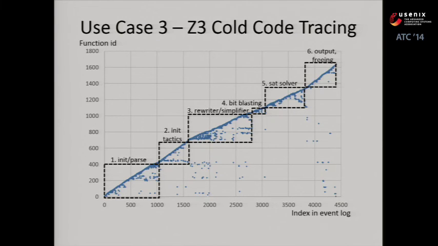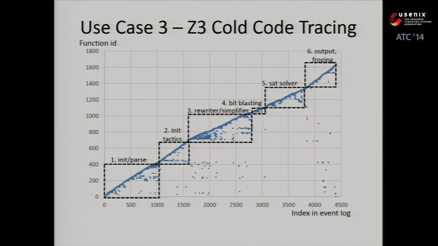Finally, I'll show the use case where we extended BiasFree to create a logging and tracing facility for basic blocks. To do this, we store the order in which breakpoints fire in a log by logging the basic block identifiers to a file. The y-axis in the scatter plot shows the function ID, which is a unique ID for each function in the program that gets executed. And the x-axis shows the basic block index in the log.